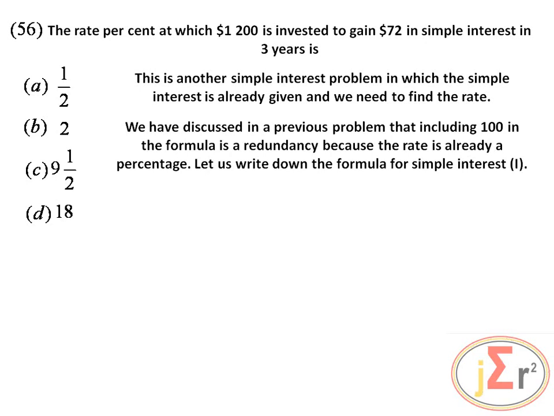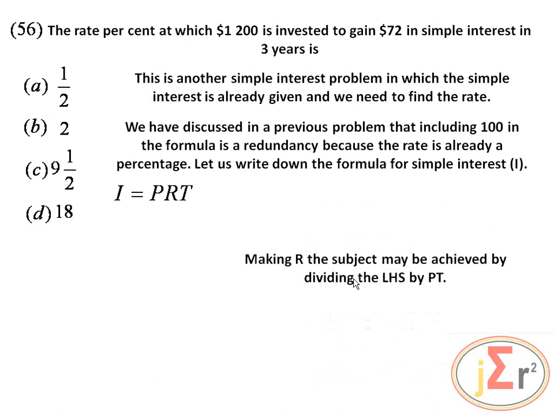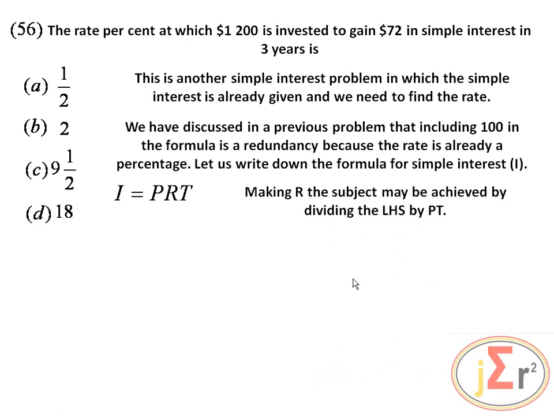So let us write down the formula for simple interest, which is I. I is equal to principal multiplied by rate multiplied by time. Making R the subject may be achieved by dividing the left hand side by PT. So there we have PRT on the right hand side. So R is in fact being multiplied by P and also being multiplied by T. To make R the subject of the formula, we will therefore divide the left hand side by PT as we have it right here.